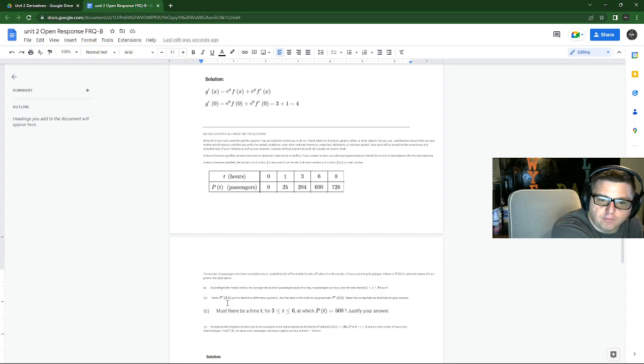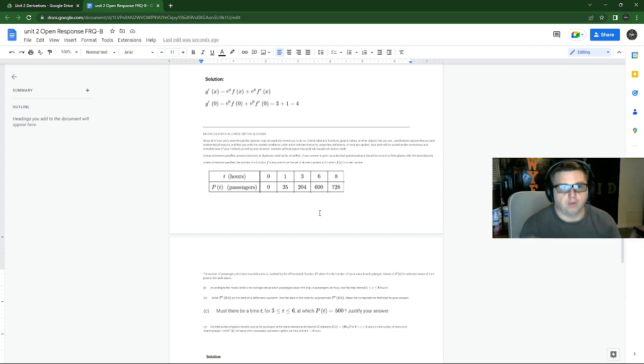Write P prime of 4.5 as a limit of a difference quotient. Use the data in the table to approximate P prime at 4.5. Show the computations that led to your answer. So what is going to get us 4.5? Well, we could take the slope from 1 to 3, the slope from 6 to 8, or the slope from 3 to 6. All three of those hopefully would start to approach what our limit is at that value.